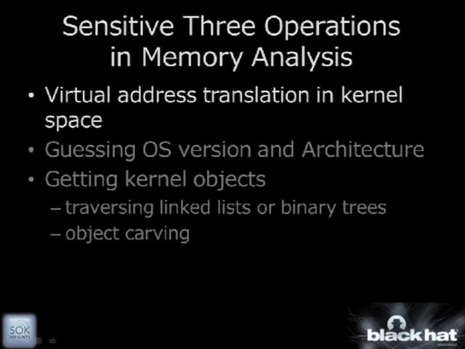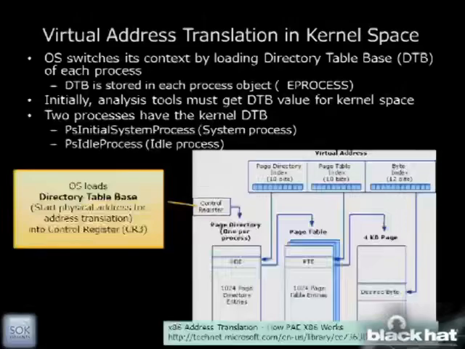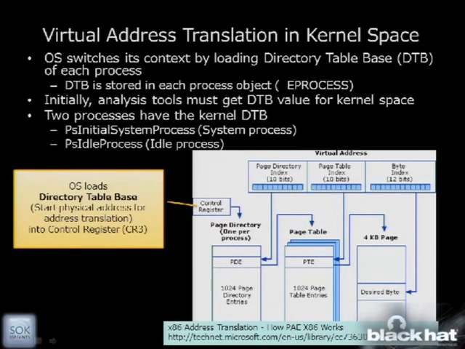First, I talk about address translation. Before showing implementations of tools, I summarize address translation in Windows. This figure shows 32-bit address translation. The virtual address is separated into 3 indexes, and they indicate physical address offsets in each memory table. For address translation, the OS needs the start address of the page directory. That is called the directory table base, DTB.